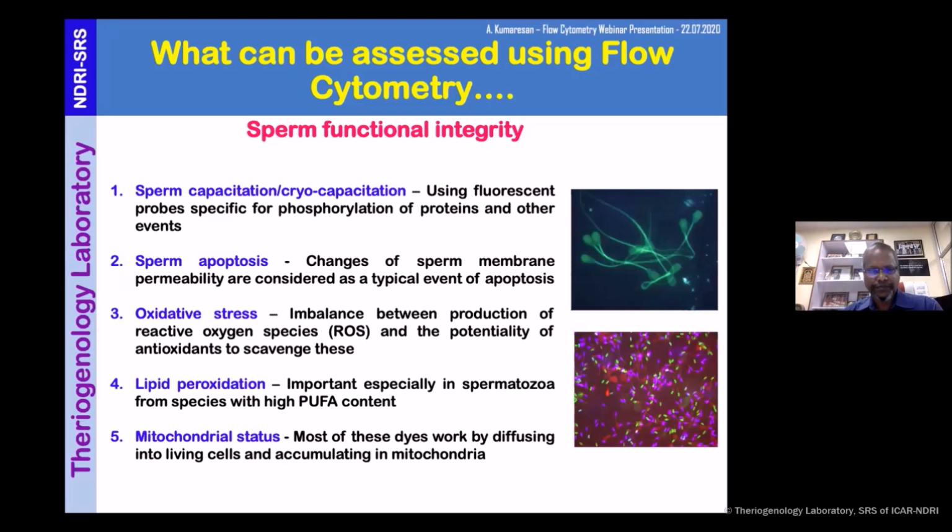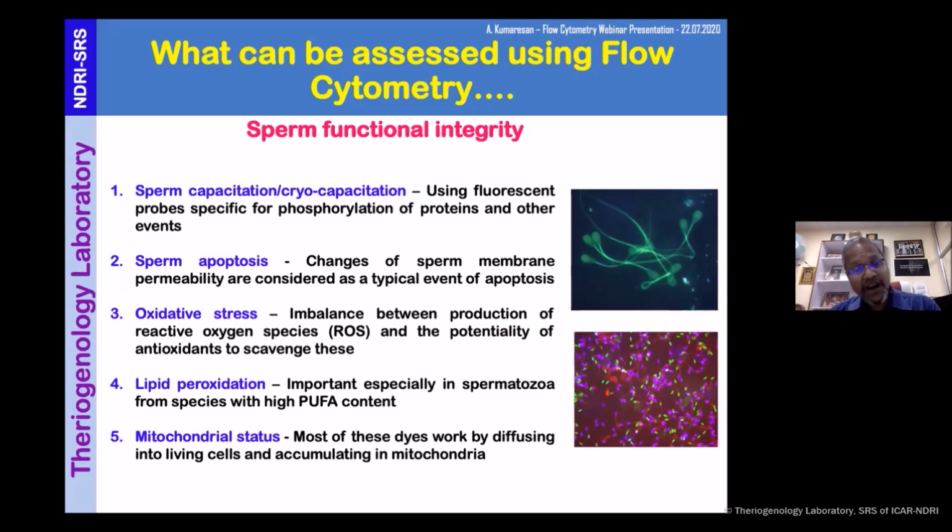And then what are the sperm functional integrities that we can see? Capacitation, cryocapacitation: CTC, chlortetracycline. If you want, you can use CTC as well as PTP, that is anti-phosphotyrosine antibody, because tyrosine phosphorylation takes place during the process of cryocapacitation. Apoptosis: annexin V, caspase, and there are many other probes on the list, YoPro. If you use those probes, sperm apoptosis can be identified.